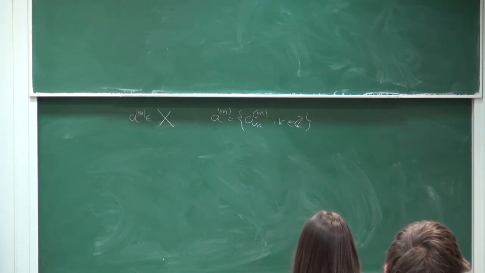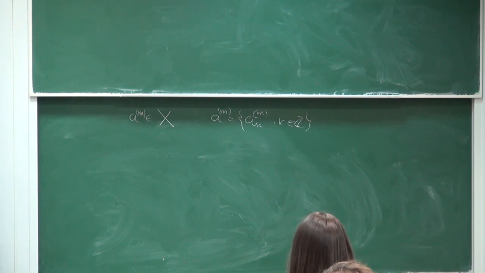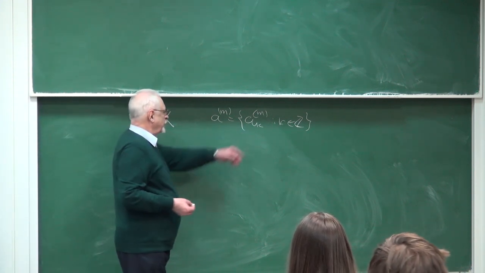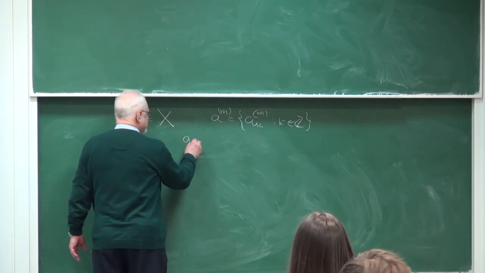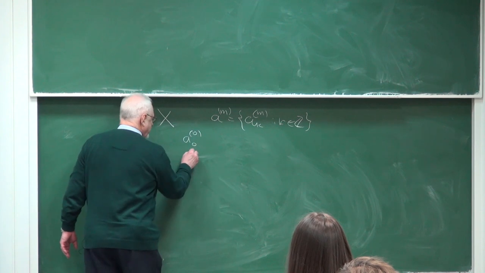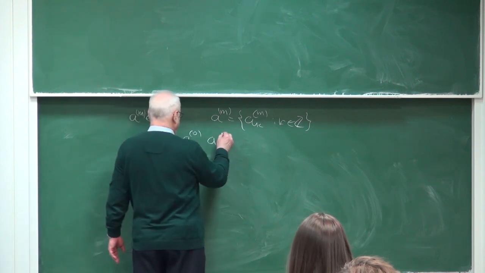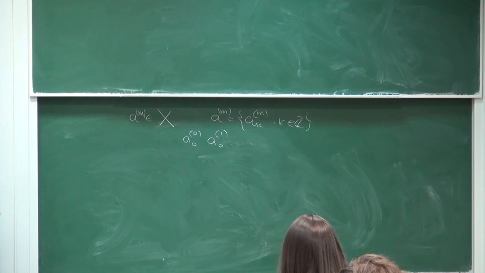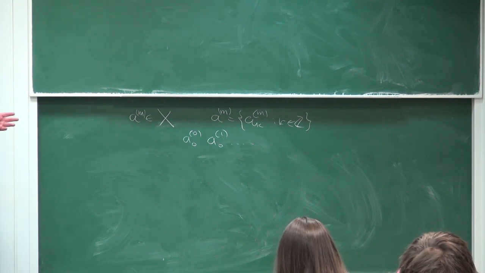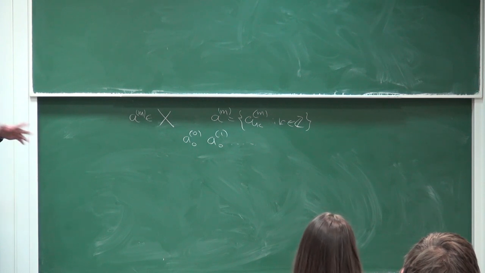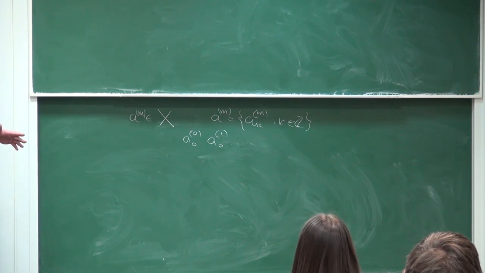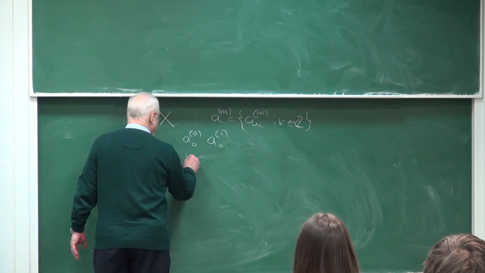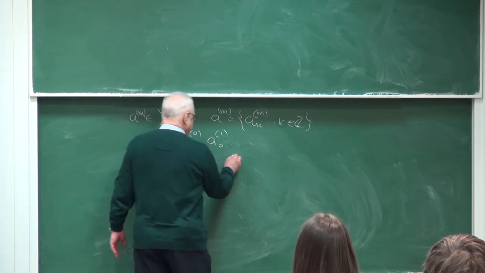We want to select a convergent subsequence, and this is done. The idea is very simple. First, we consider this sequence of zero elements. The possibility for every element is to be 0, 1, so of course we can select a convergent subsequence.